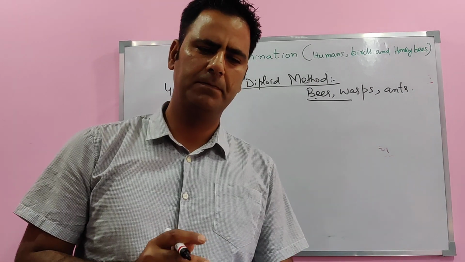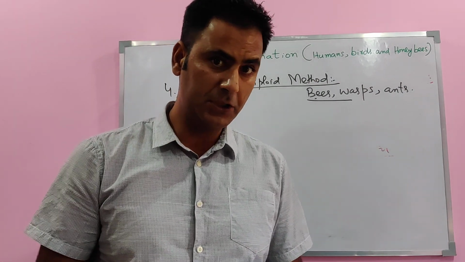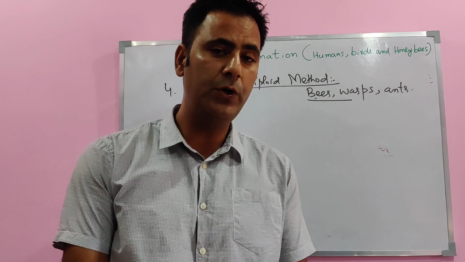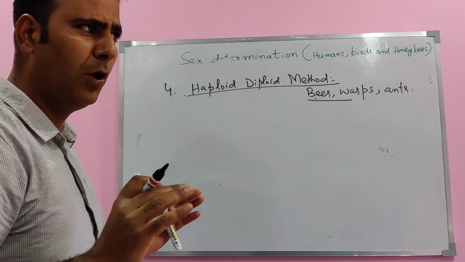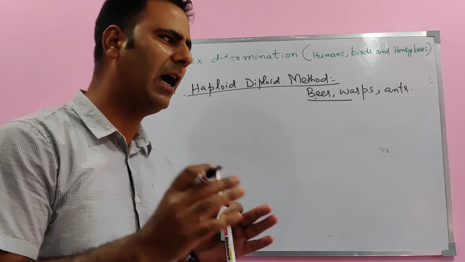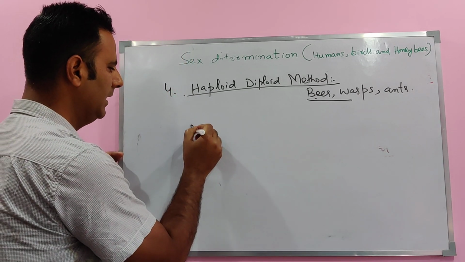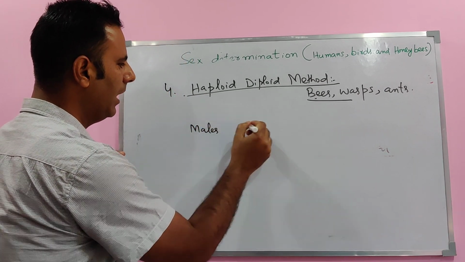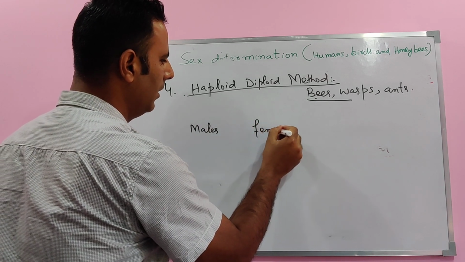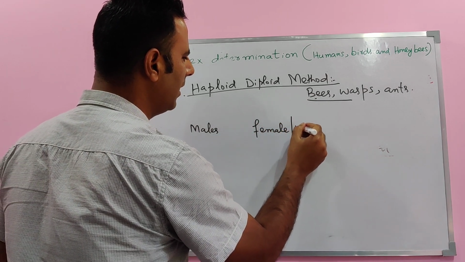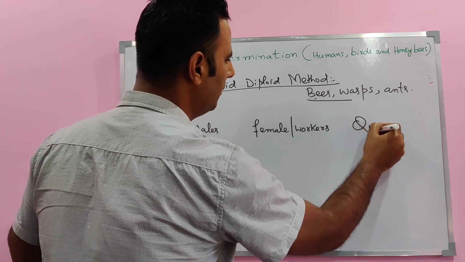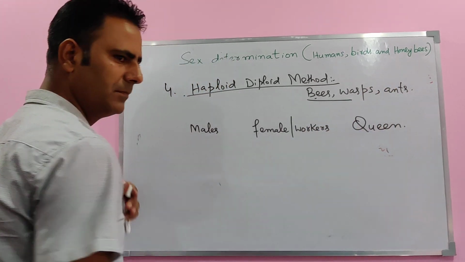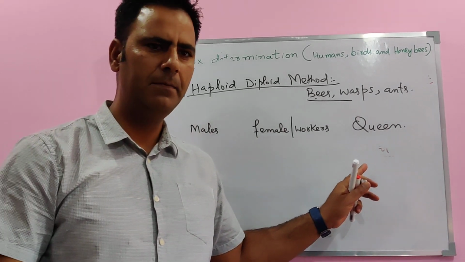In case of bees, again, the method of sex determination is something very unique. What we see in the whole colony of bees is that we have males, we have females, and all females are termed as workers. And we have one more thing which we call a queen. We have a single queen.